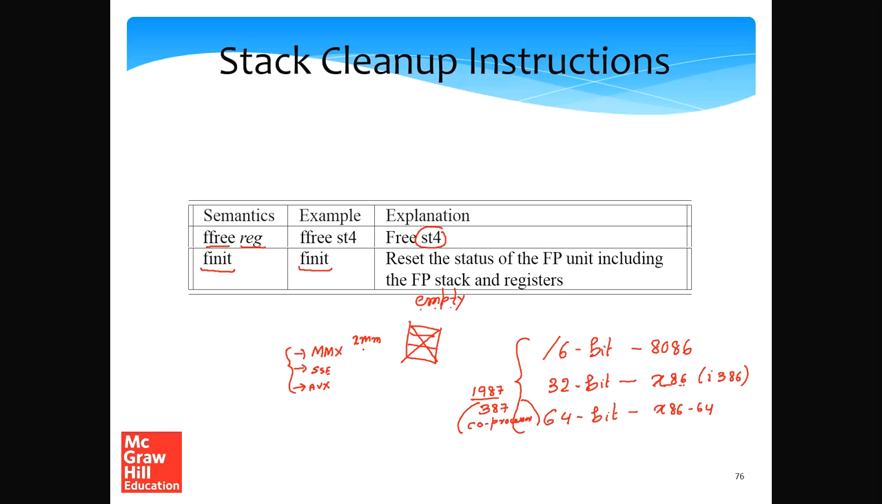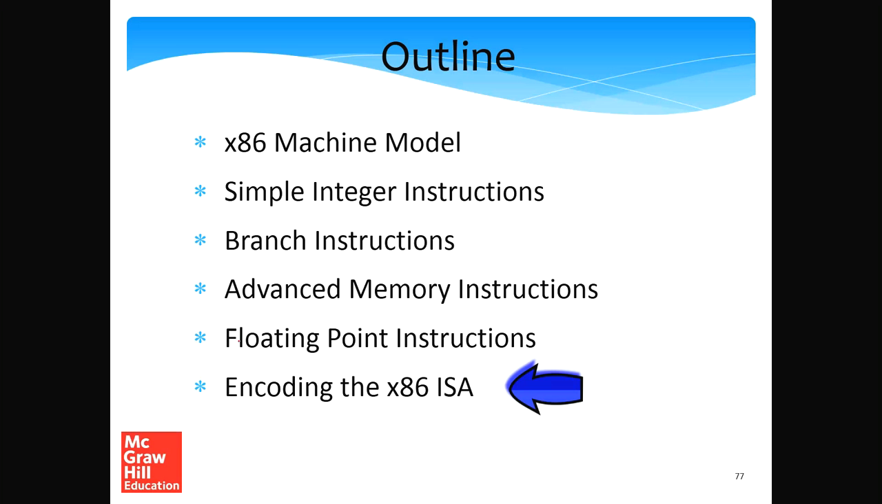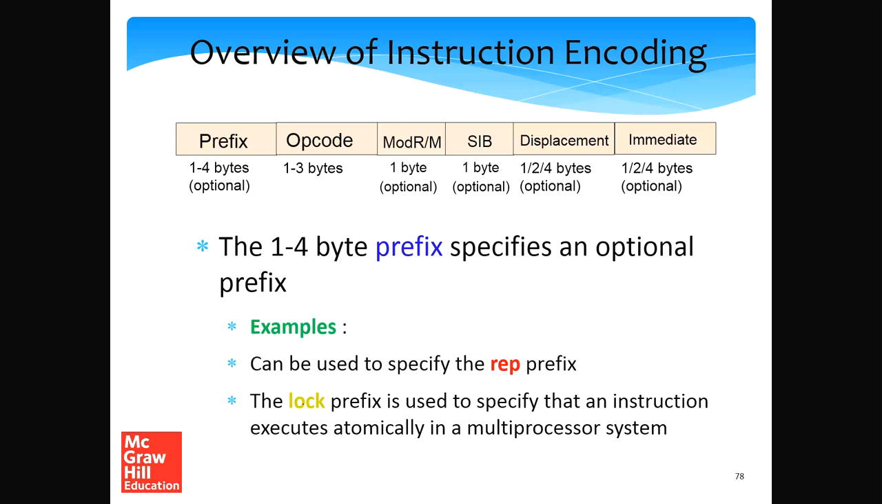All right, let's move forward. Let's look at the last part of this lecture set on x86, which is encoding the x86 ISA. How do we encode it in bits? Since we are looking at a 32-bit ISA, my main discussion will be on 32 bits, but this part will also be more generic.